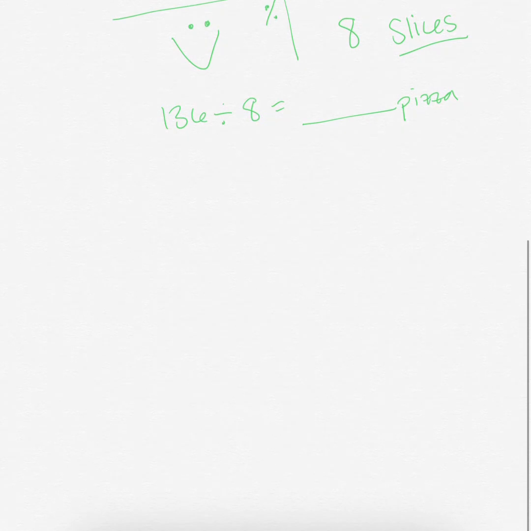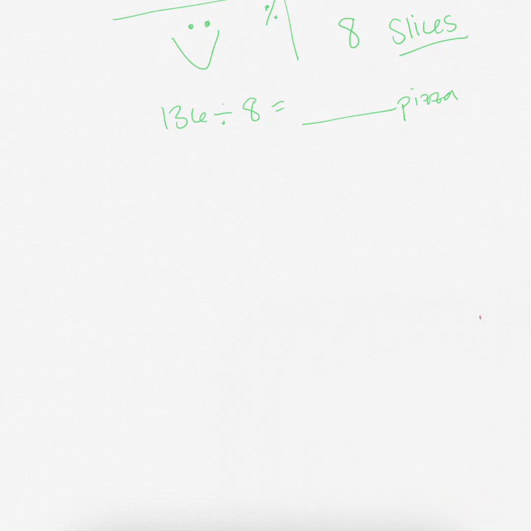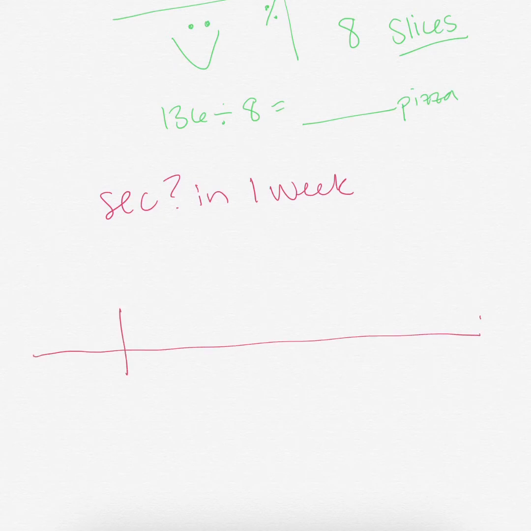All right, so I'm gonna choose a different color so y'all can kind of see. Okay, so we need to know seconds in 1 week. So I already know this T-chart's gonna be a little long. And I'm gonna start with 1 week. I need my units to cancel out. So I'm gonna have 1 week down here also. And then I'm just filling in my conversion factors.